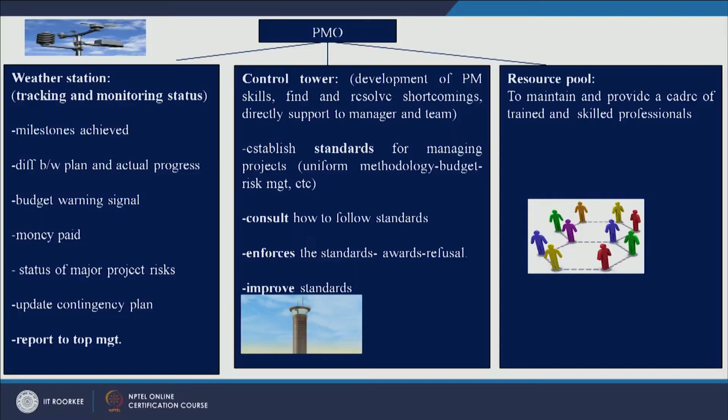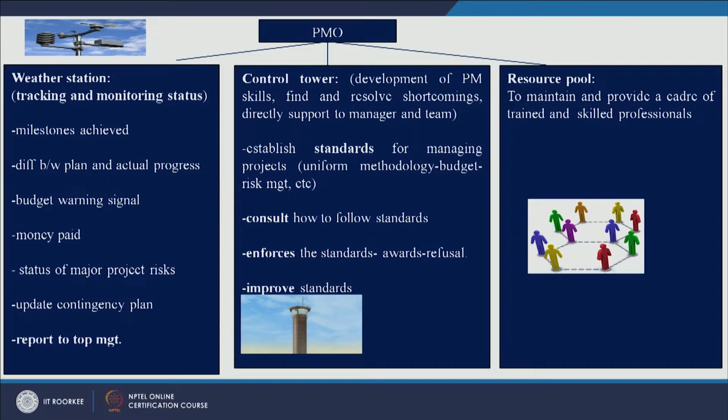The difference between plan and actual progress. So this type of weather station would look at the variance, what was planned and how much has been achieved. Then budget warning signals. If you are overspending on a project or underspending on a project, then you would be receiving warning signals from the weather station type of PMO, and they will tell you the reason for overspending or underspending, and if possible they will try to come up with a solution, right.